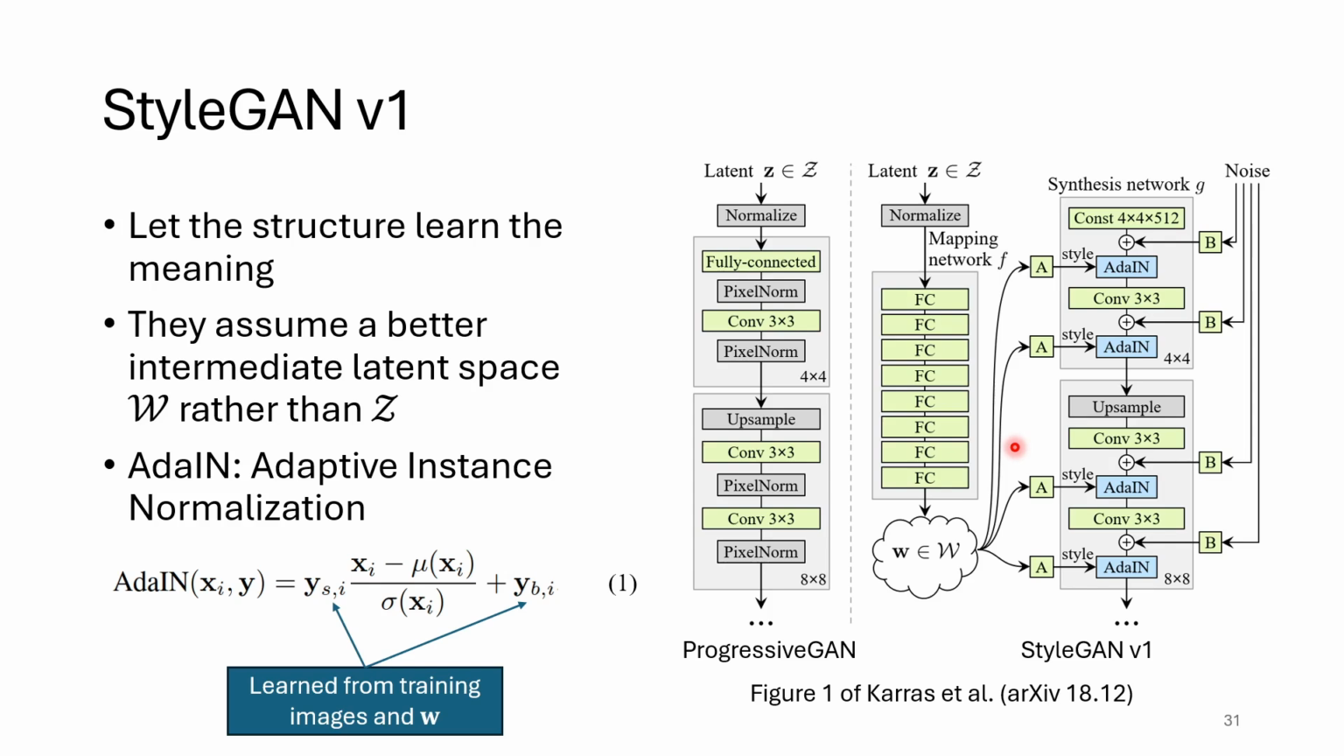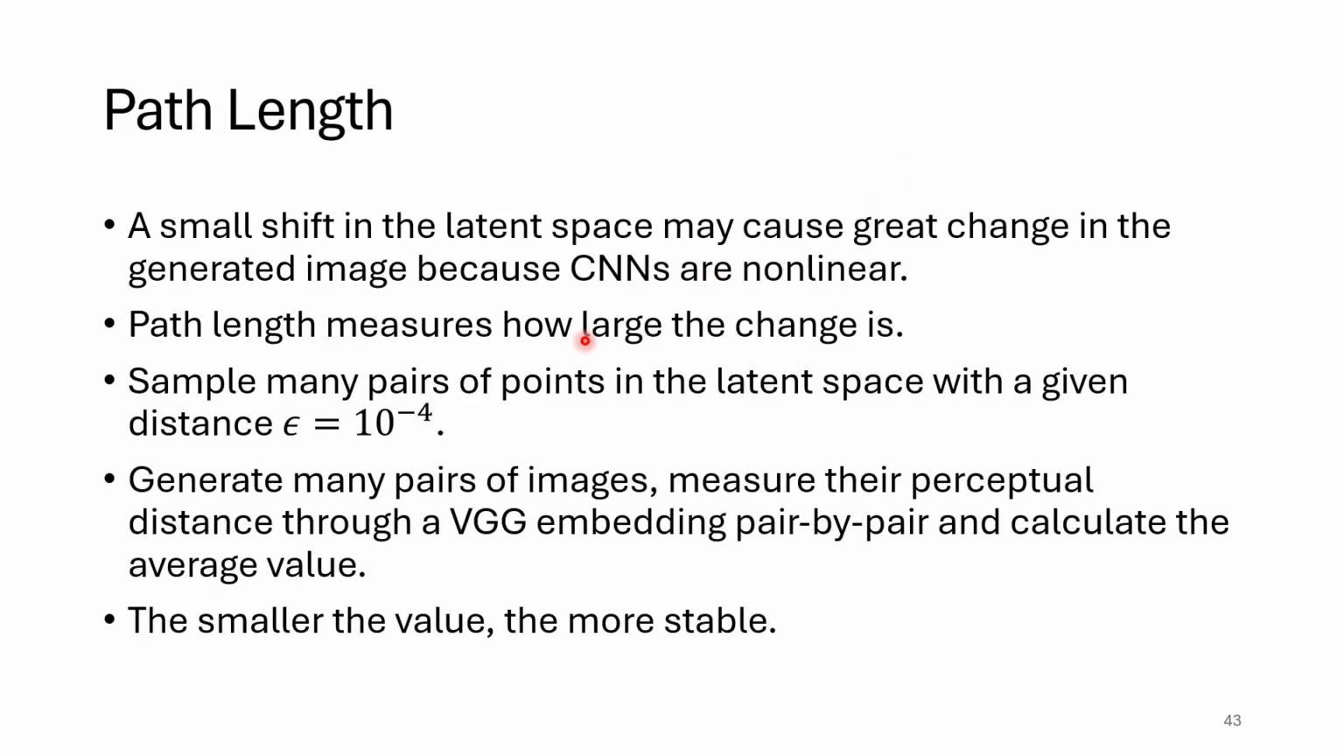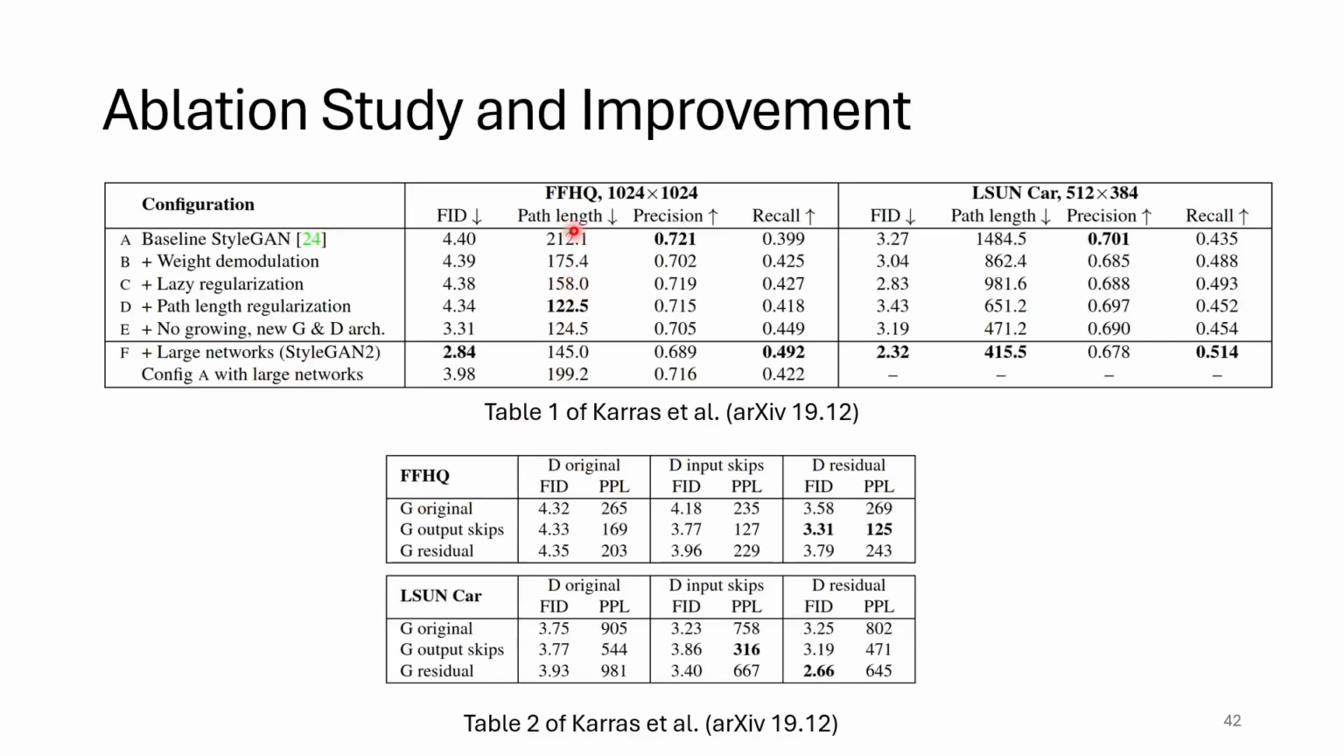The ideal case is if your GAN is very stable, then if you change the value by 10 to the -4, a very small change, you can measure how much it will change in the output image. So how to measure it? They just use a VGG to measure in the output space. So the smaller the path length, the better.